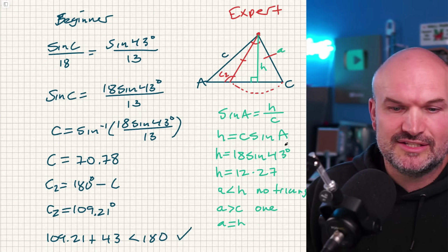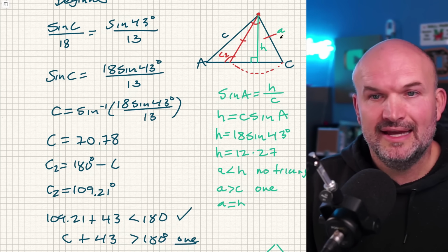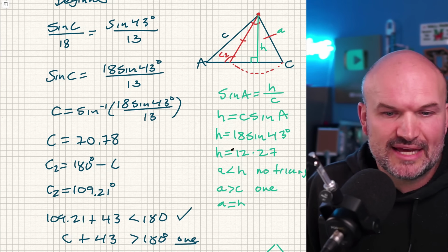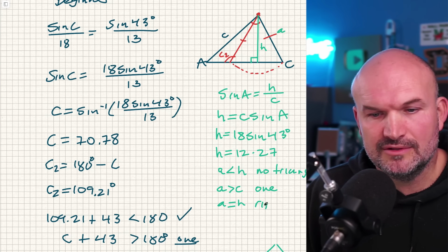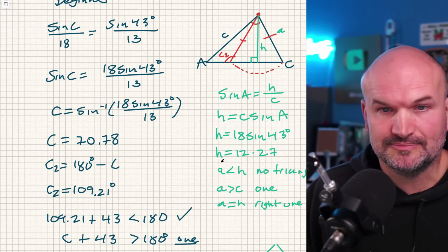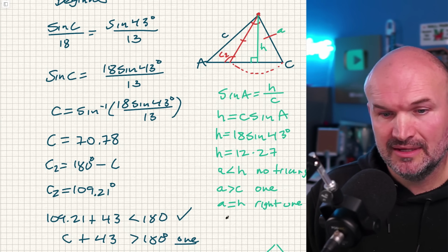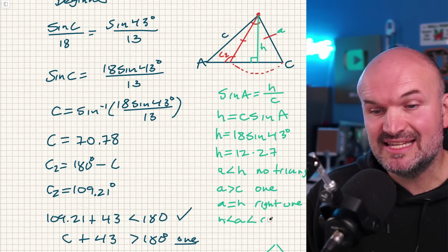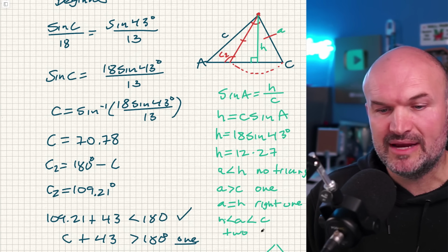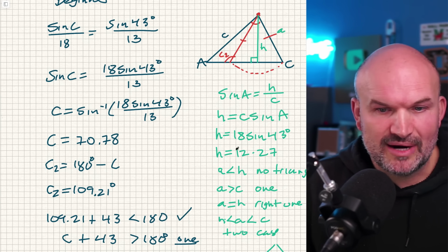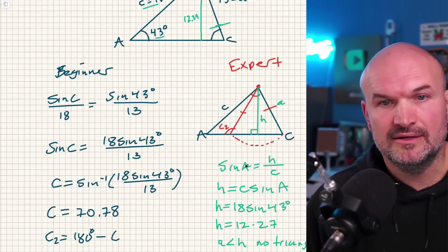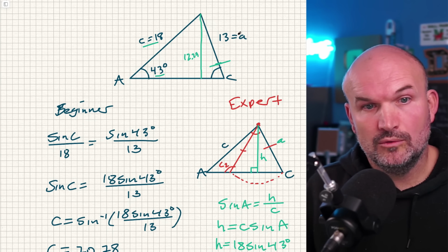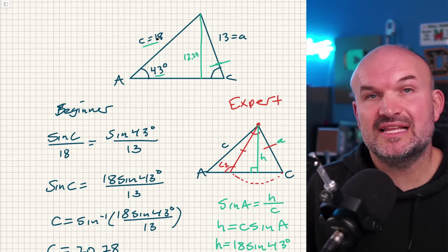So the circumstance when we have this two-case solution is when A is going to be less than C, but not equal to H. Because if it's equal to H, ladies and gentlemen, that's going to be a right triangle, so it's going to be one. But when my A is going to be greater than H, but less than C, that is where, ladies and gentlemen, we have the two-case solution. And you can see when I got this, I got a 12.27. So my A was larger than my H, but it was less than my C.